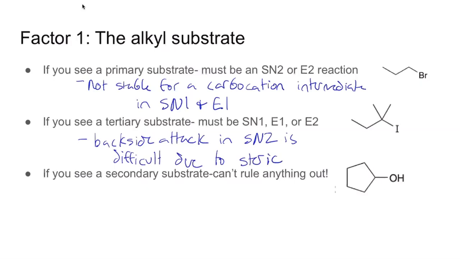And then lastly, if you have a secondary substrate, you can't rule anything out because all 4 reactions are possible. So when you see secondary substrates, it's best to just recognize that and try to look at the other factors for more clues. Any questions about substrates before we move on?